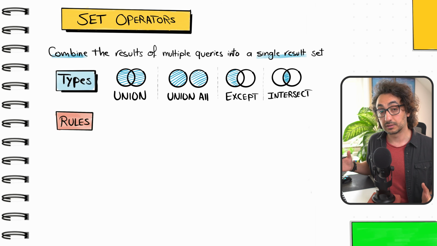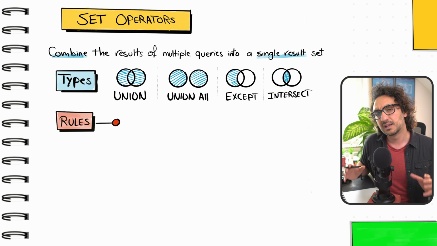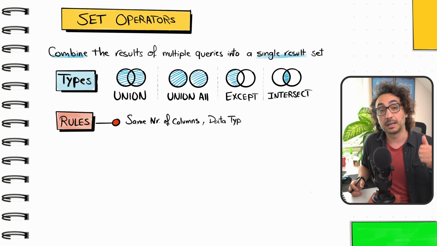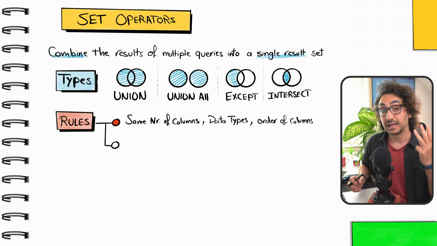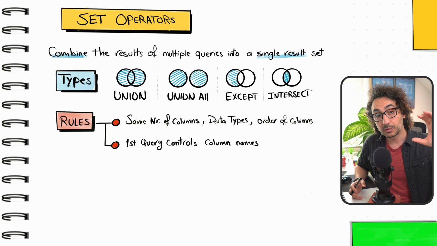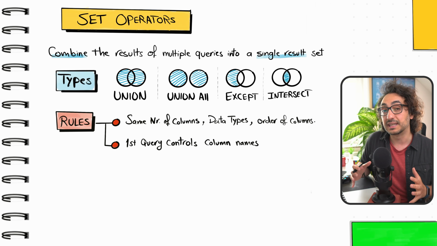And of course, we have SQL rules in order to use the set operators. Both of the queries should have the same number of columns, the same data types, and the same order of columns. And the last rule, don't forget that the first query controls the aliases, the names of the columns and the data types of the entire result.